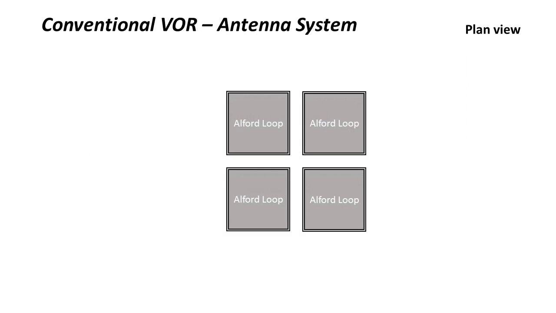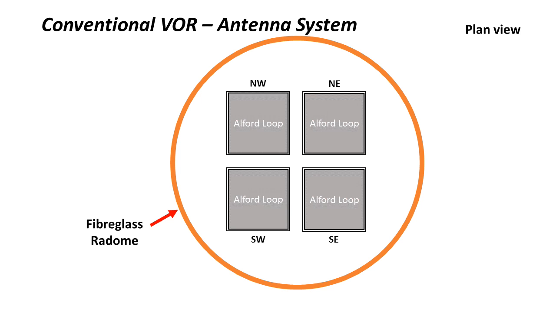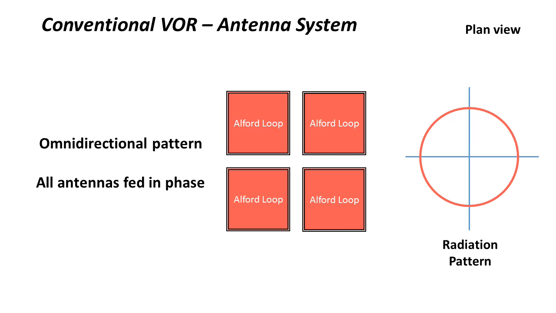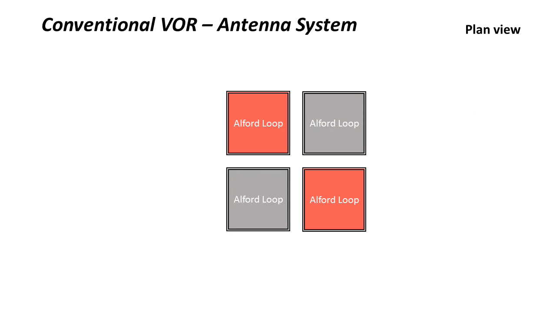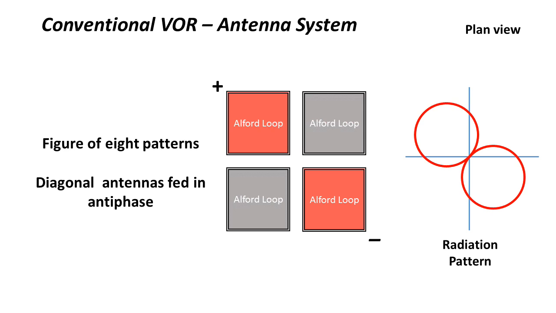The conventional VOR employs 4 Alford loop antennas arranged as shown, side by side in a square formation. They're typically annotated as shown here as northwest-southeast and northeast-southwest, as this is how they're fed with RF as 2 diagonal pairs to give the variable signal's rotation. The antennas are protected by a fiberglass radome, as you can see in the Australian picture. To radiate the reference, ident and speech signals, an omnidirectional pattern is required, and this is done by driving all 4 antennas in phase. To give the required figure-of-8 pattern, the diagonal antennas are connected in antiphase. We'll see a little later how these signals combine to give the required variable signal by space modulation.